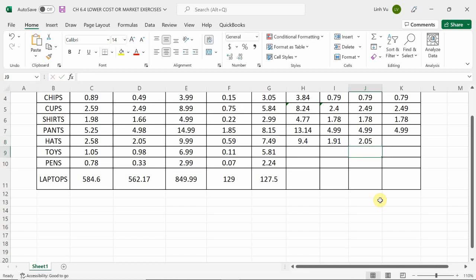So now the question is, which one's lower? My original cost at $2.58 or my market at 2.05? 2.05.